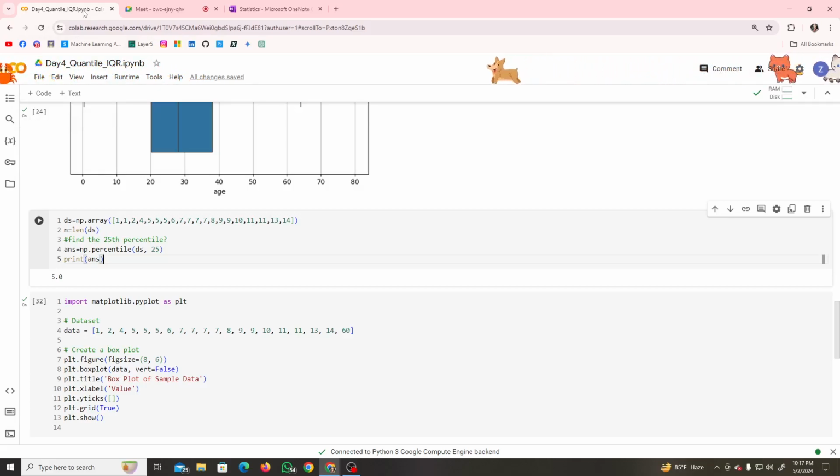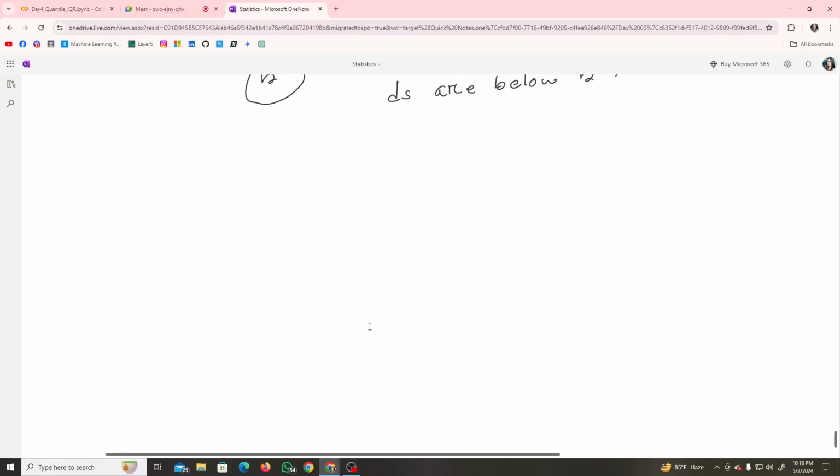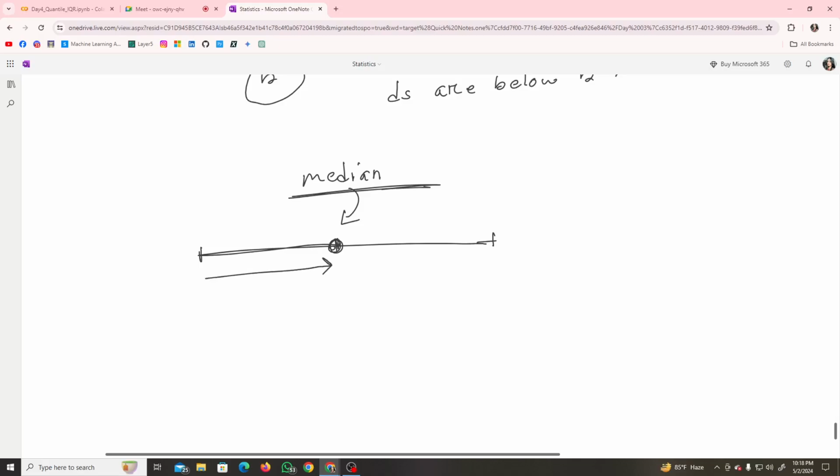So the next topic is quartile. Before moving to quartile, let's talk about median. In the previous sessions, we talked about median, right? So what does the median actually mean? Median means the center value of a dataset. Suppose this is your dataset on a number line, and your median will be the exact center value. So this is your median. To find your median, you go half the way through your dataset, and you will find your median over here, right?